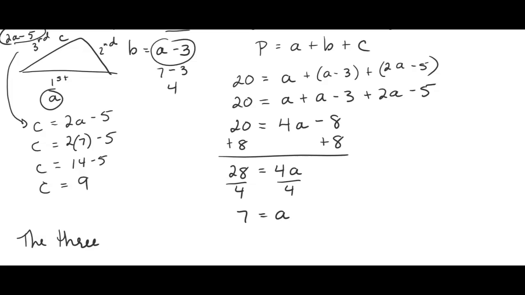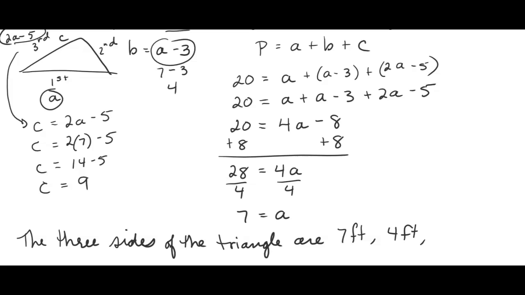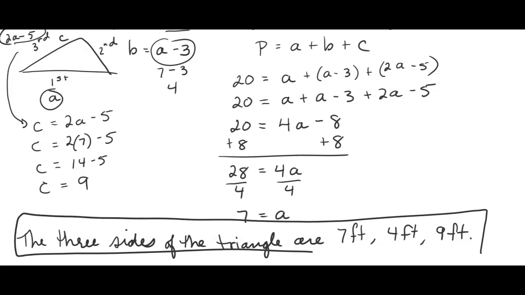The sides of the triangle are, let's see, 7 feet, 4 feet, and 9 feet. Okay. There we go. And you can do a quick check, add those three sides up, and you get a perimeter of 20. You do.